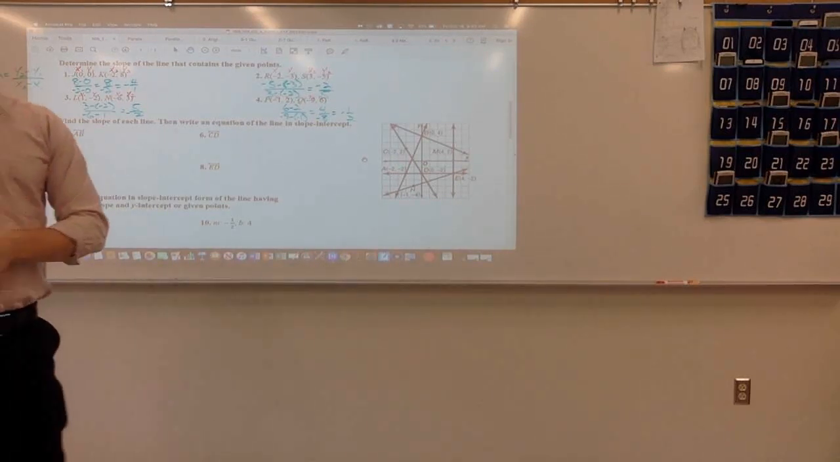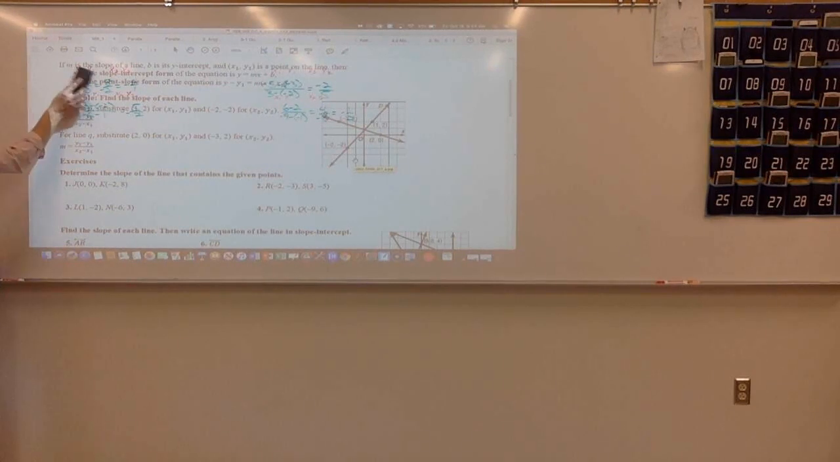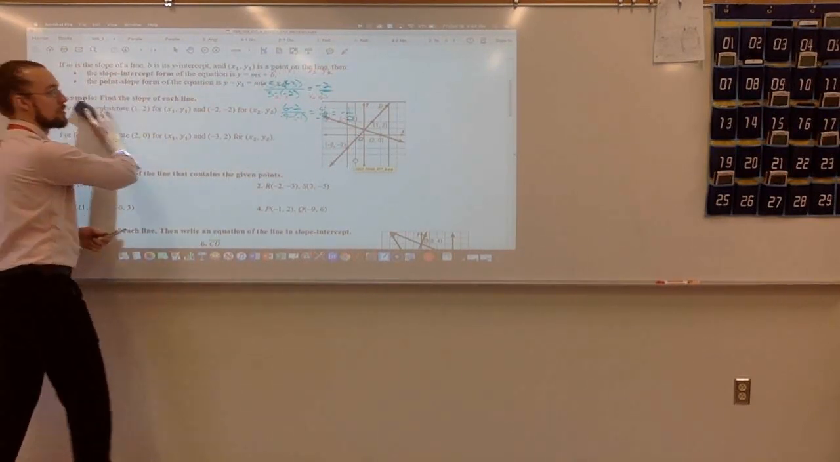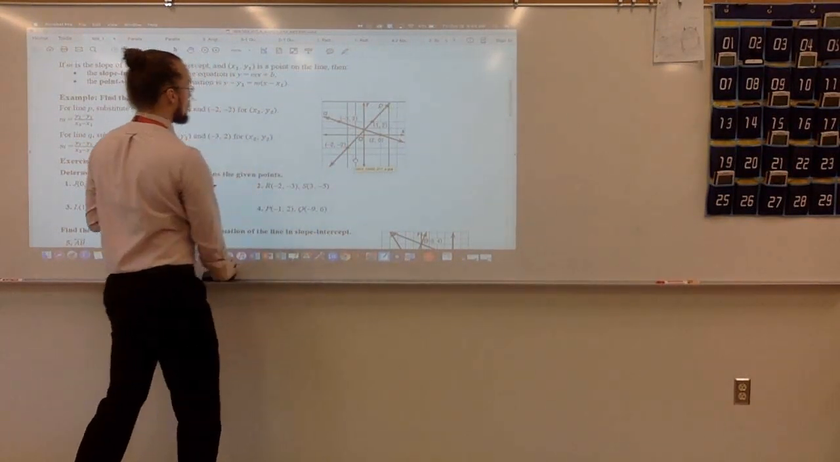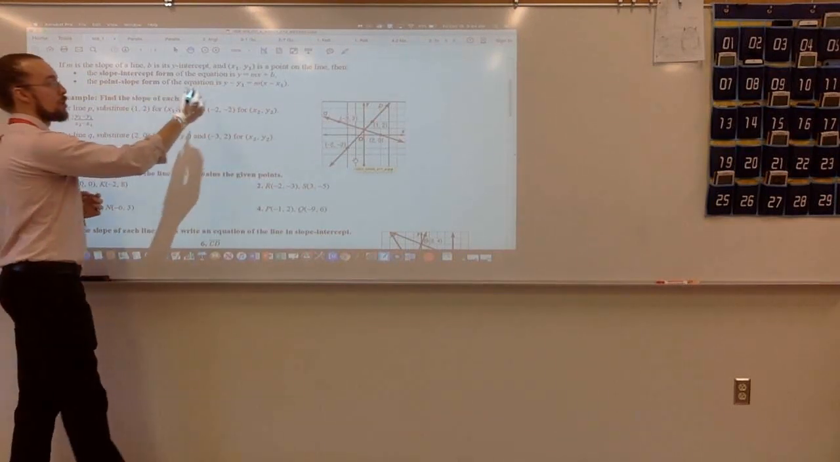Okay. So now, let's take a look at writing equations of lines. Back up at the top of your paper, there are 2 important forms of lines. Okay? The slope-intercept form and the point-slope form.